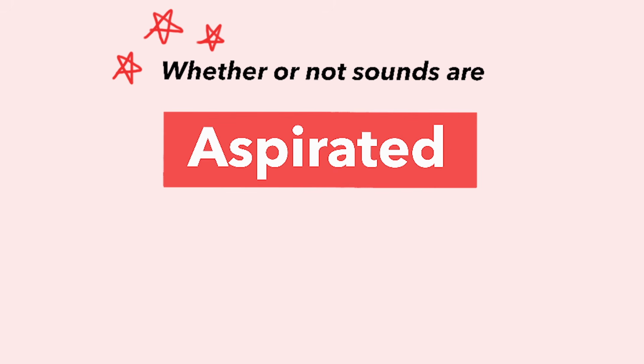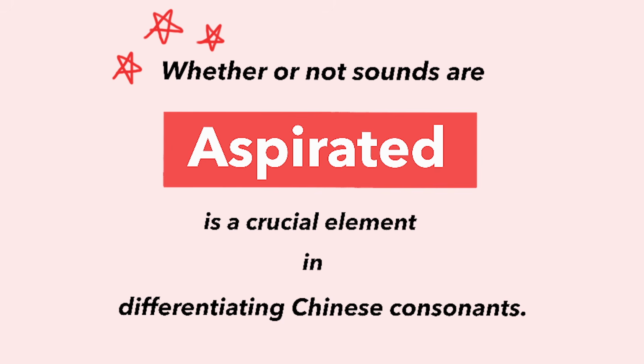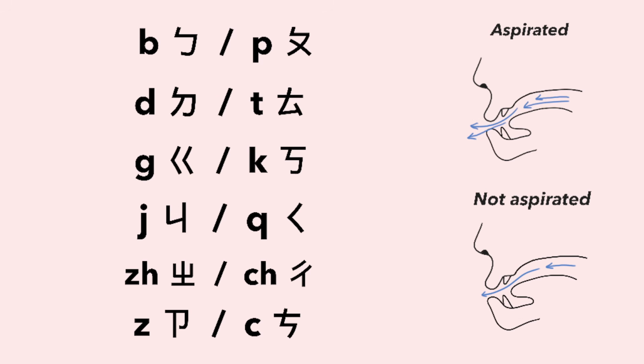Before we get into the consonants, there is a very important concept you have to know. That is, whether or not sounds are aspirated. In other words, whether they have a strong burst of breath is a crucial element in differentiating Chinese consonants. The tongue position of consonants in each pair is exactly the same. The only difference between them is that one is aspirated and the other one is not. Okay, with this in mind, let's jump into today's lesson.